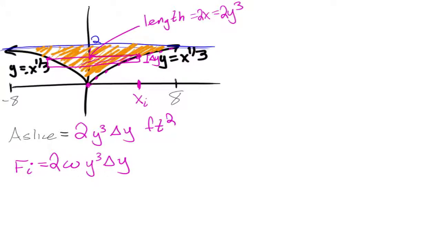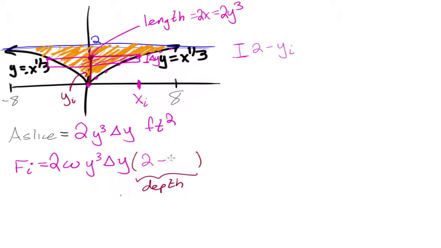What's the depth? Let's write this down. 2 minus y. The depth is relative to the point where you're at. So if this right here is the y value where the slice is located, given y, you want to be able to say what the depth is at that y value: 2 minus y sub i. Because the depth is the distance from the top to the slice, and that is 2 minus the y value. Does that make sense? So the depth is 2 minus y sub i.